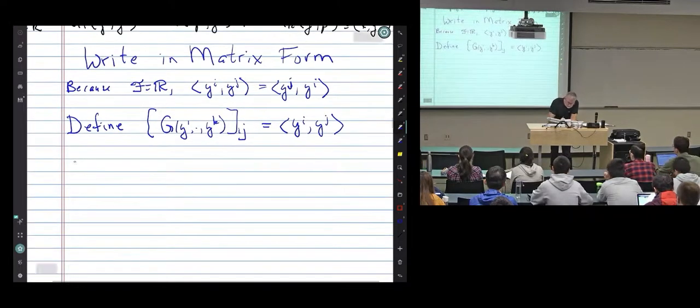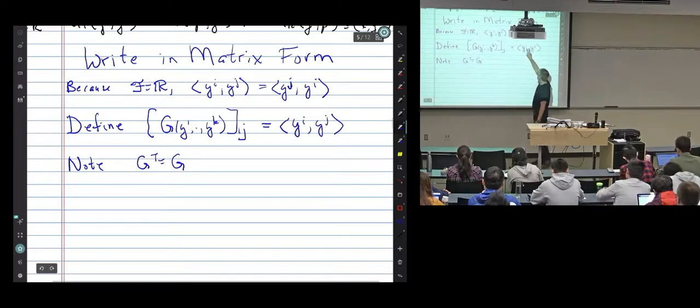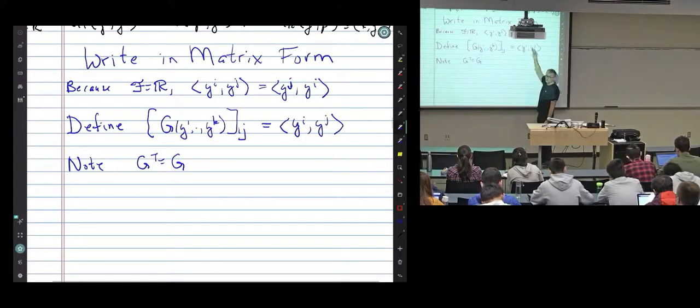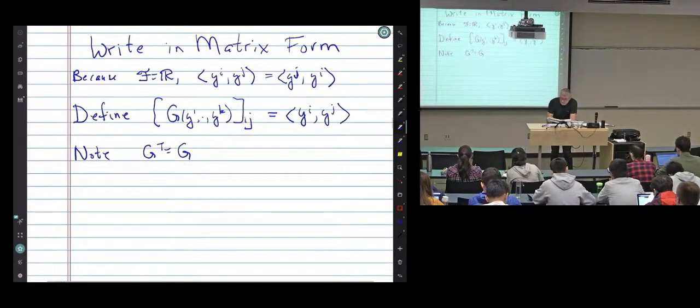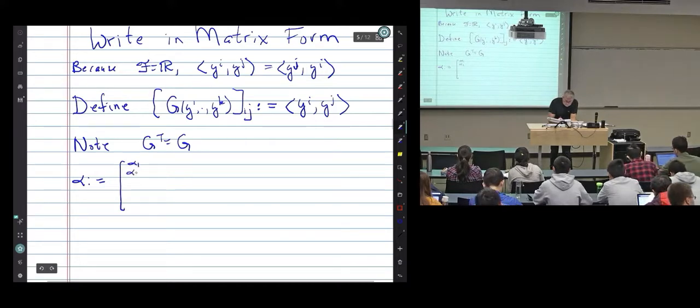Now, it's actually symmetric because we're doing the reals. I can swap these orders. The matrix is symmetric. Okay. But this was a definition of the matrix. Alpha, I just stack them up.